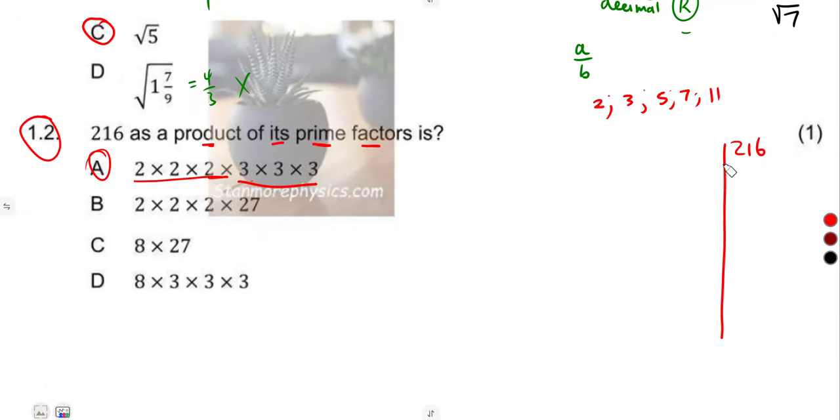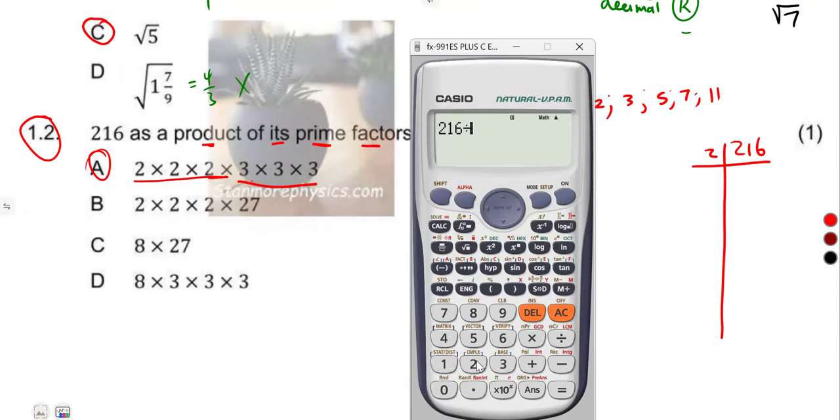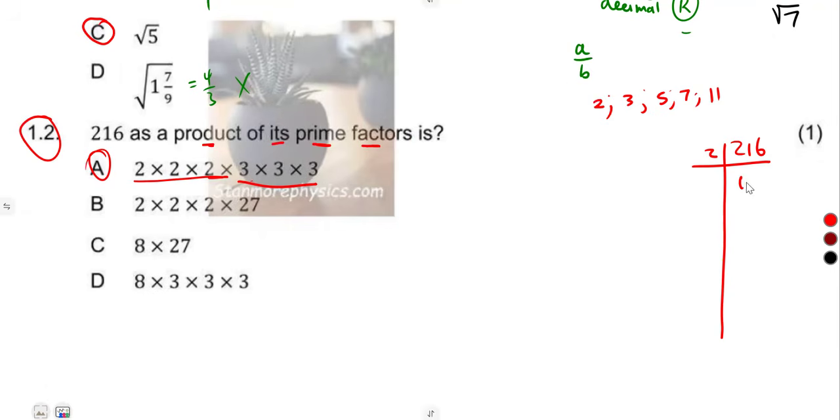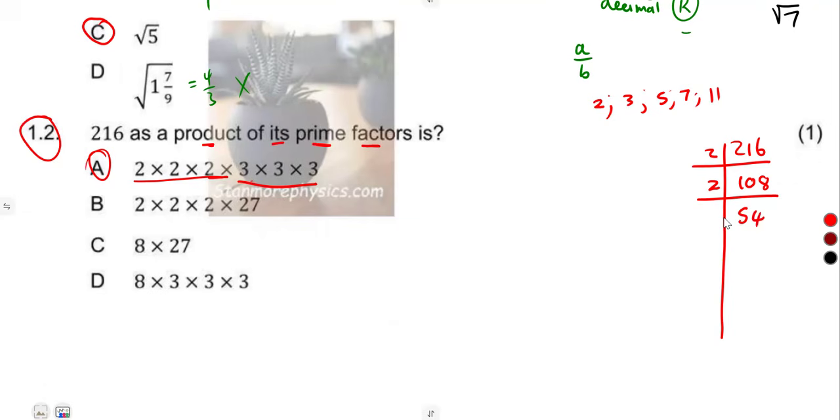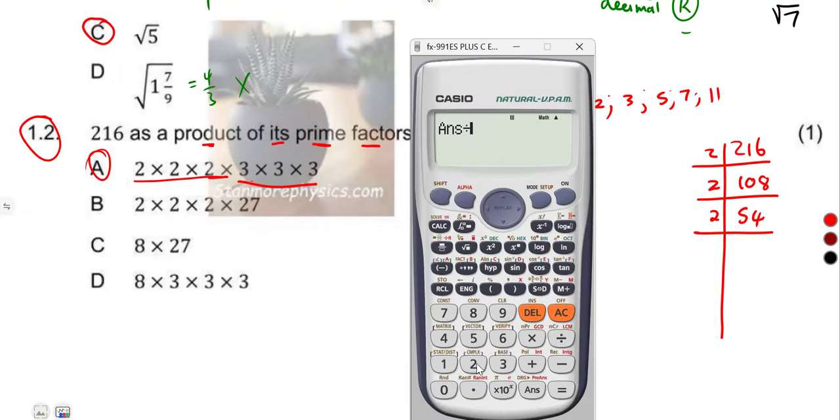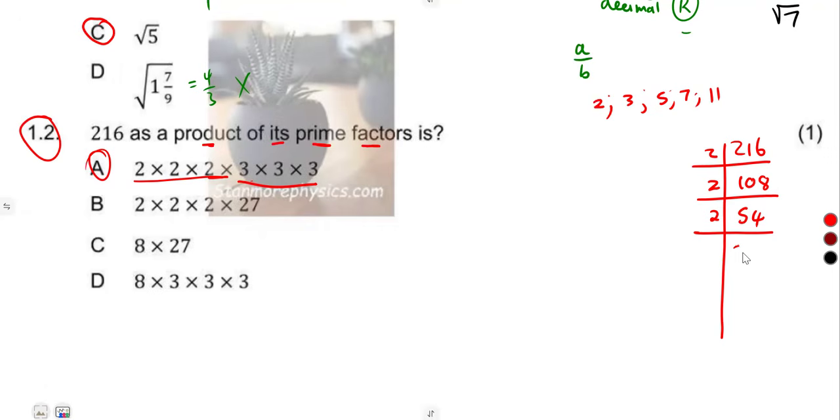But anyways, that's not the only option. We have the ladder, remember? So you're going to divide by the smallest prime number, which is 2. We have got a 6 here, so we're going to use a 2. 216 divided by 2 is going to give us 108. Again, we can use a 2. Divide by 2, that is 54. Again, we can use a 2. 54 divided by 2 is going to give us 27.